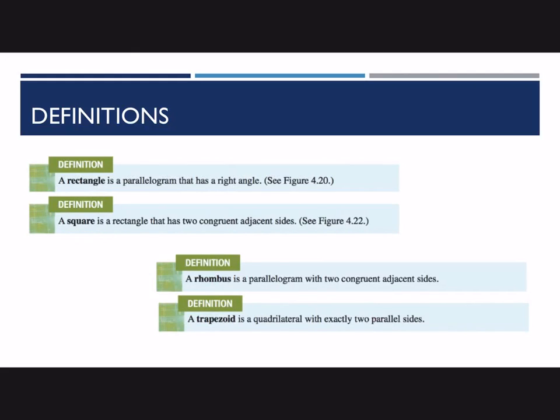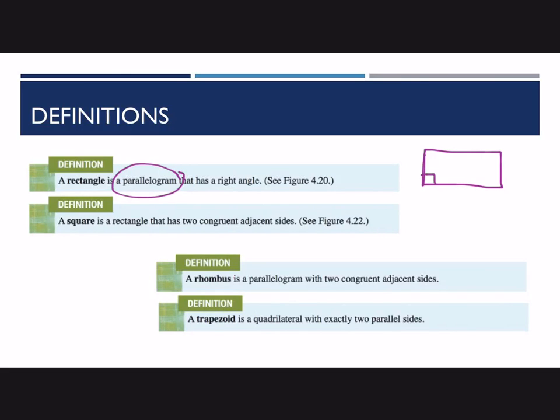Alright, so here are the textbook definitions. A rectangle is a parallelogram that has a right angle. As long as it is a parallelogram and it has one right angle, that's sufficient to make it a rectangle. And then we can prove all of the other facts from there. Okay, things that we know about rectangles.